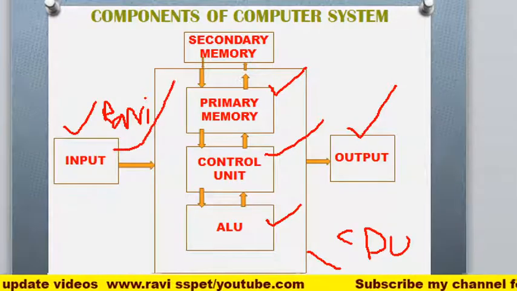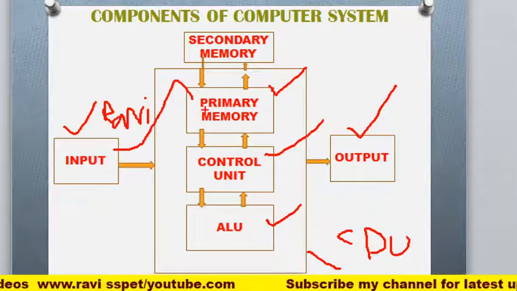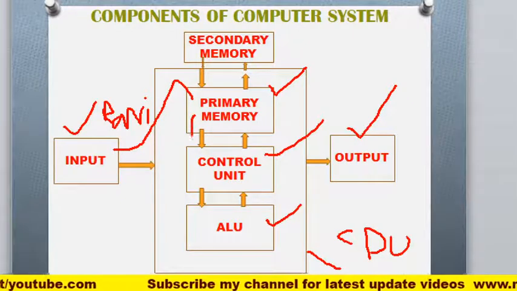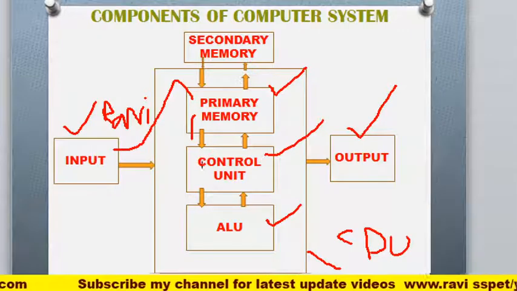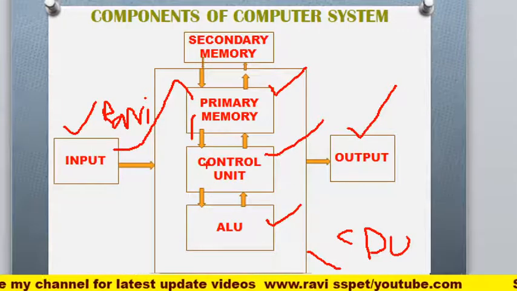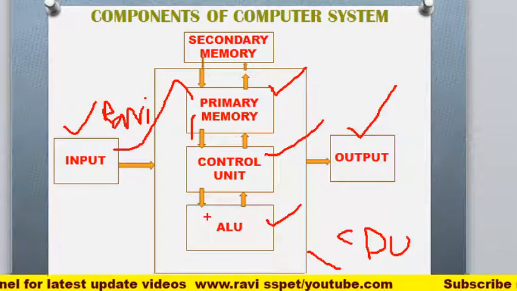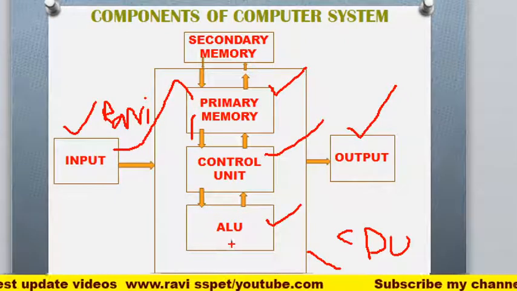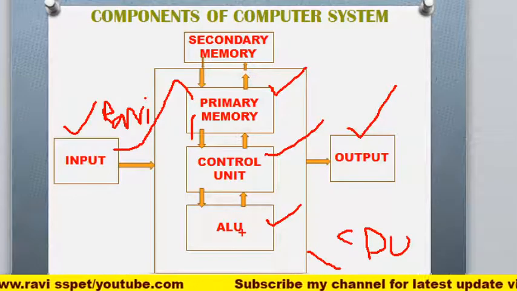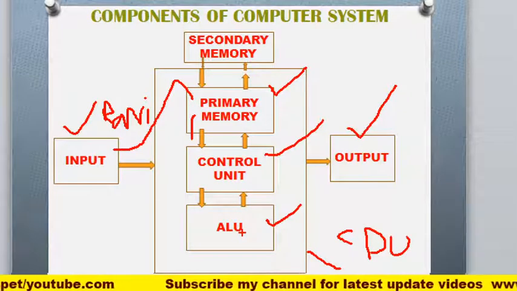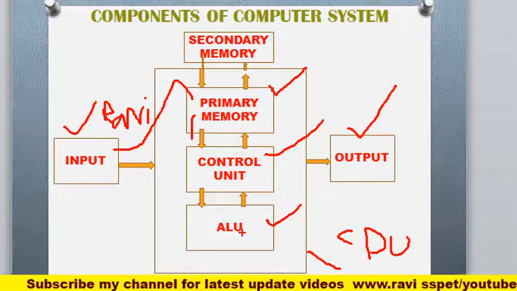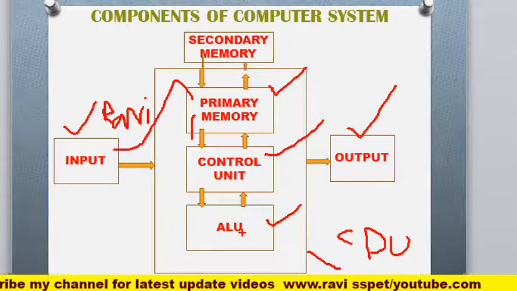After that it goes to the primary memory, and primary memory is a temporary memory. After that it will come to the control unit. The purpose of the control unit is that it controls all the operations. The purpose of ALU, the arithmetic logic unit, is that it performs arithmetic operations, like mathematical calculations such as addition, subtraction, division, multiplication.